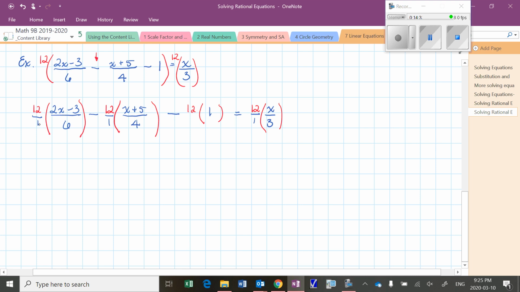hey, if I multiplied that in, I could also switch around the 1 and the 6, because 1 times 6 is the same as 6 times 1, and 12 over 6 is the same as 2 over 1. Similarly, 12 over 4 is the same as 3 over 1, and 12 over 3 is the same as 4 over 1. And so when we clean that up, it makes it a lot more doable. 2 times 2x minus 3 times x plus 5 minus 12 times 1, which is of course 12, is equal to 4x. And look at that, all of the fractions have seemingly gone away.